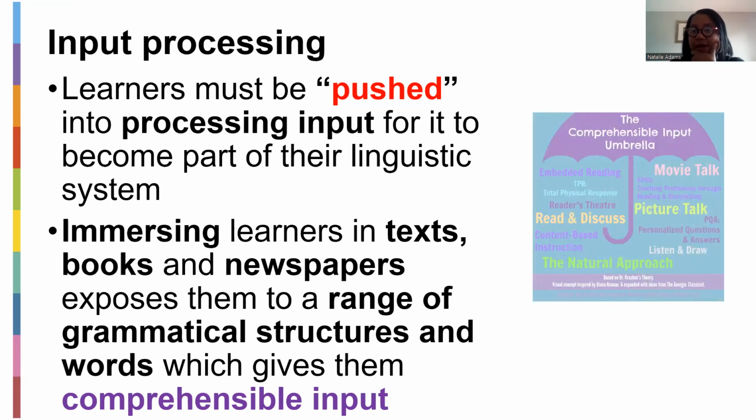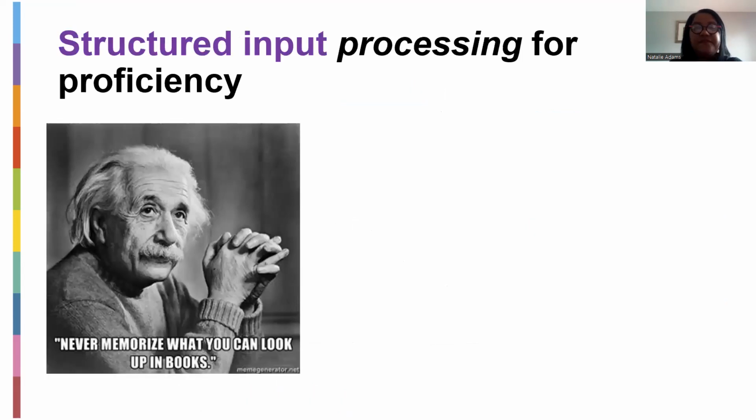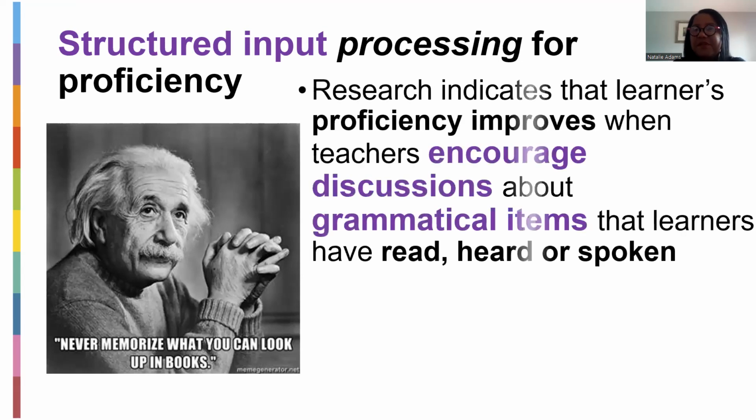Okay, so if we look at the comprehensible input umbrella, you can look at picture talk, movie talk, you can read and discuss, it can be context-based instruction, it can be listen and draw. So there are different ways of going about it. Here we have a lovely picture of Einstein, and Einstein said this: never memorize what you can look up in a book. Okay, I will look up in books. And that's very true.